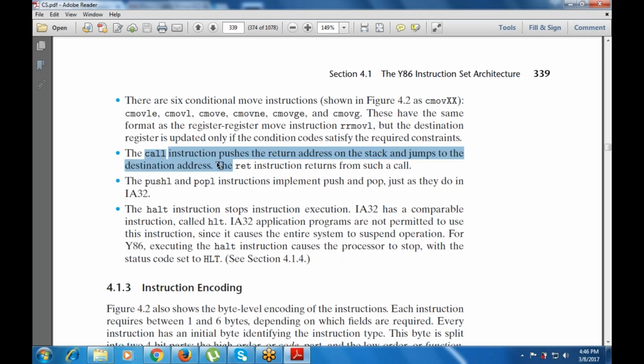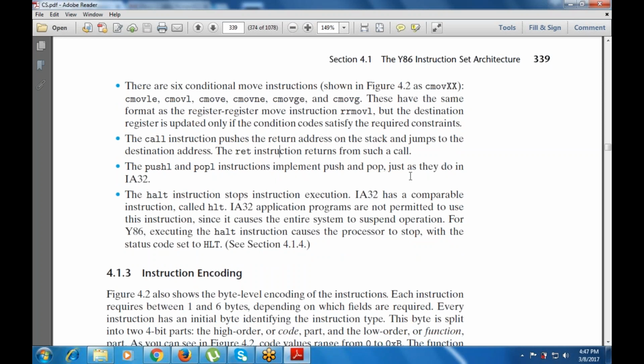And the call instruction pushes the return address on the stack and jumps to the destination address. It is used with the stack and jumps to the destination address, and the ret instruction returns from such a call, and the pushl and popl instructions are implemented with the push and the pop.